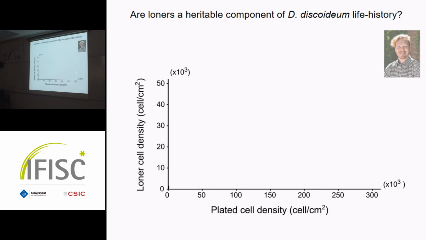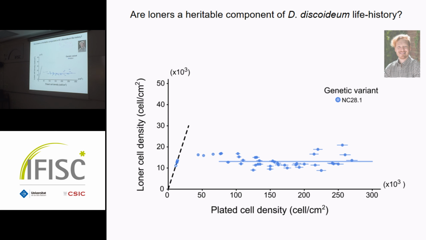And when looking into this data, what we found is that when the initial cell density is very low, aggregation doesn't even start, and therefore all cells are loners. So we need some quorum to start the aggregation. That's something that was already known, so nothing very surprising here. However, once the plated cell density goes above some threshold, what we observe is that the density of cells that don't aggregate is independent of how many cells we had in the system initially.